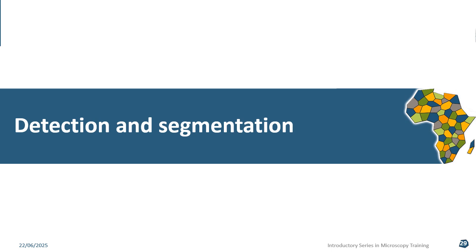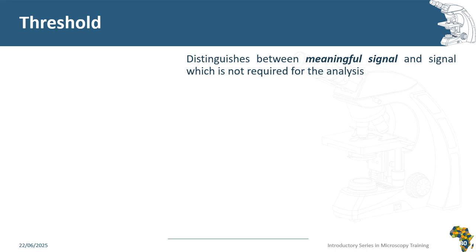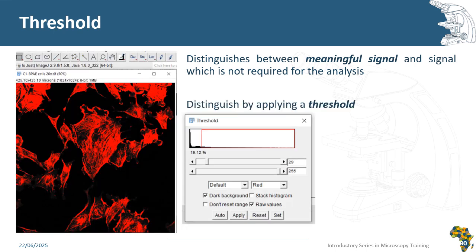What is detection and segmentation? We already said something about it, just a few slides, to be more precise and to fix the concept in our head. Thresholding means distinguishing between meaningful signal and signal that is not required for the analysis. So in a certain way, we can also say foreground intensities from background intensities.